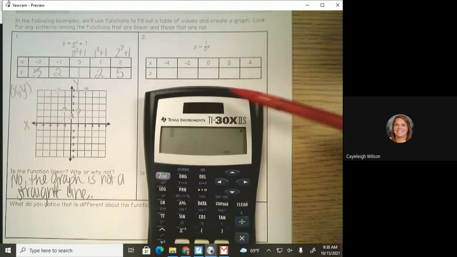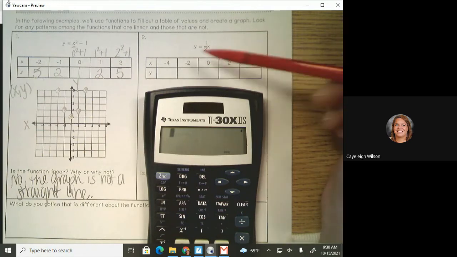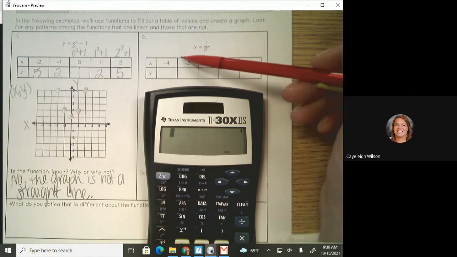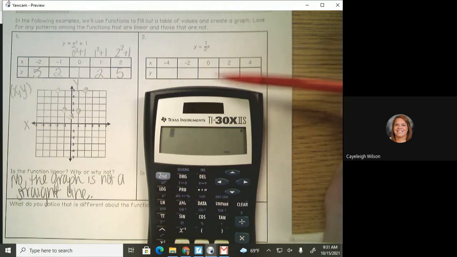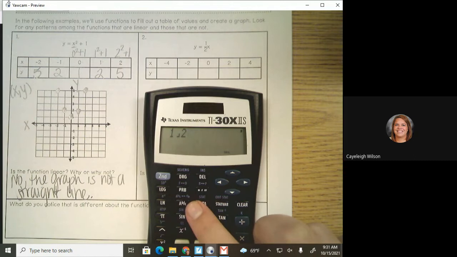All right, let's look at this next one. Oh, okay. All right, so this next one is 1/2 times x. So we don't know if this is a line or not until we get the points and graph them. So I'm going to plug in -4. Now, when you use your calculator for this, 1/2, you will hit 1, ABC, and then 2. That'll give you 1/2.